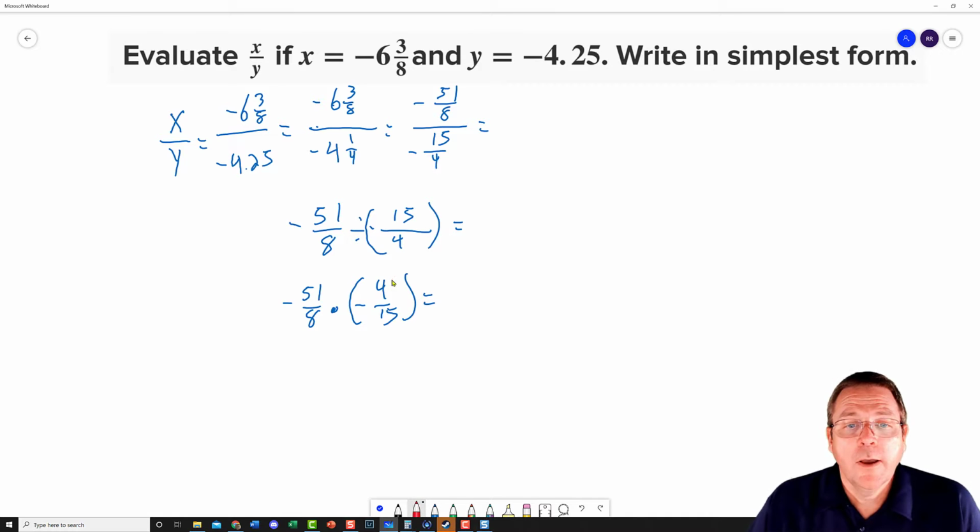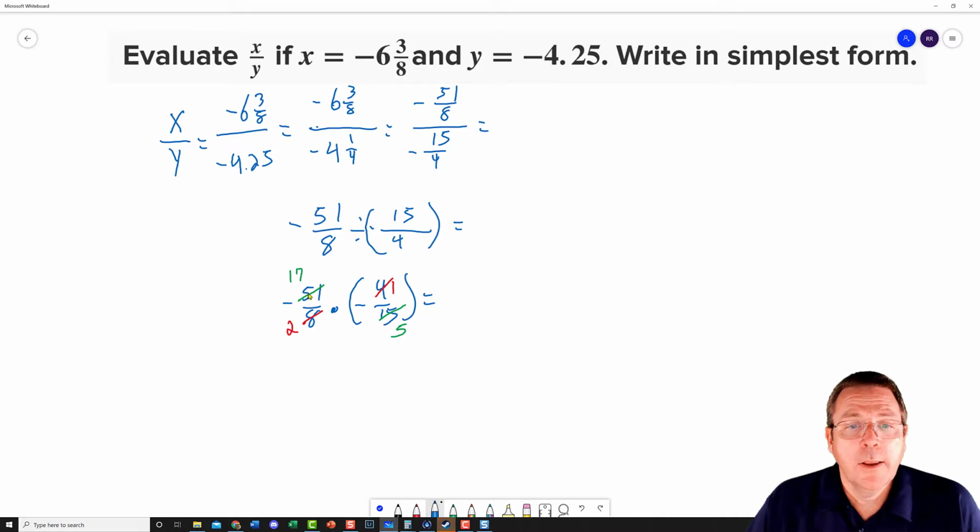we're going to simplify. 4 goes into 4 once, 4 goes into 8 2 times, and is anything else going to simplify? Yes, it will, because 5 plus 1 is equal to 6. I know that that's divisible by 3. 1 plus 5 is equal to 6. I know that's divisible by 3. This one's easy. 3 goes into 15 5 times. Here, 3 goes into 51 17 times, I believe. Yep, 17 times. Now we've done all the simplifying we can do.